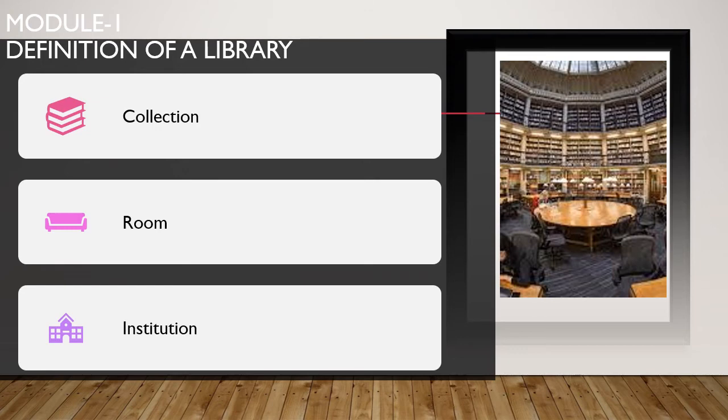Suppose we don't have libraries, then it is not possible for us to know about the previous history of our culture, our innovations, discoveries, etc. Because the lifespan of a human being is very short. So with the help of the recordings, we come to know and we can find new inventions. This is done through books and other materials like maps, charts, phono records, microfilms, etc.